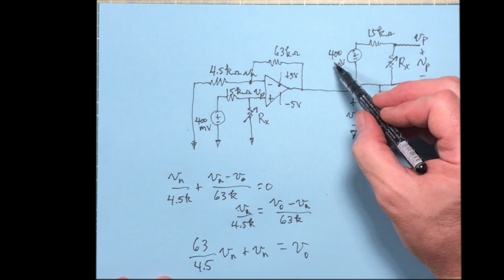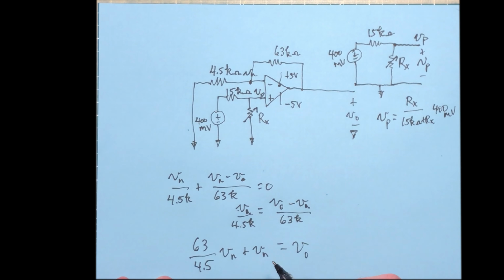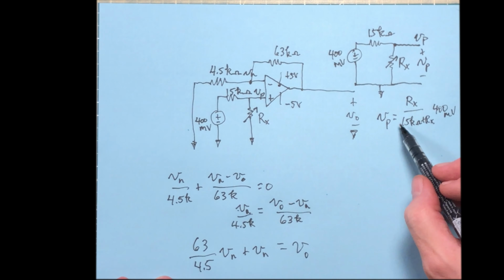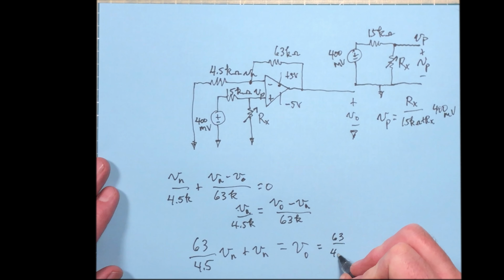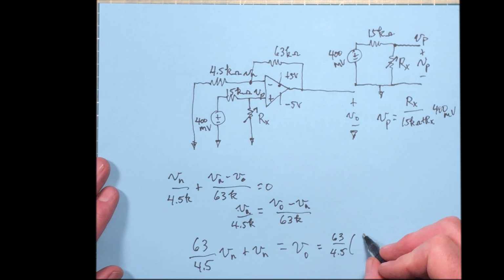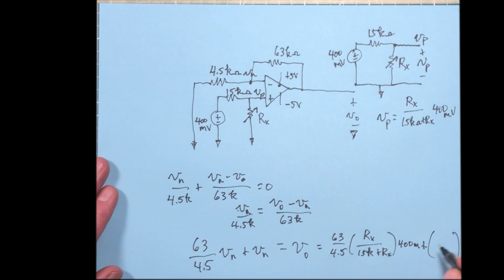Okay, well, V sub n is the 400 millivolts. I'm sorry, oops, said that wrong. V sub n is V sub p right here, so we could write this in terms of V sub p. So it's going to be 63 over 4.5 times R sub x over 15K plus R sub x times 400 milli, plus all of that again. I don't have room to write it. I'm just going to leave it blank there, but what's in the parentheses there is this stuff right here.